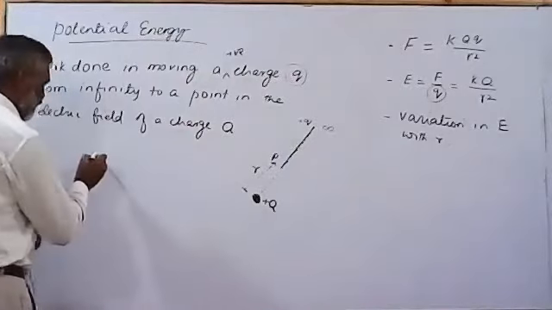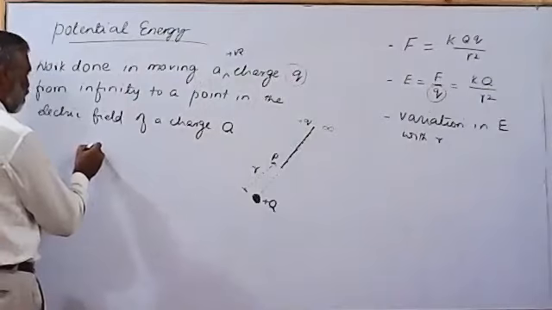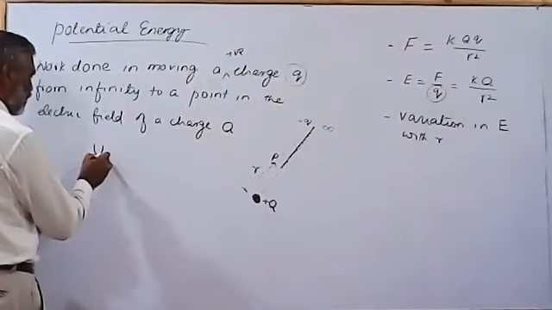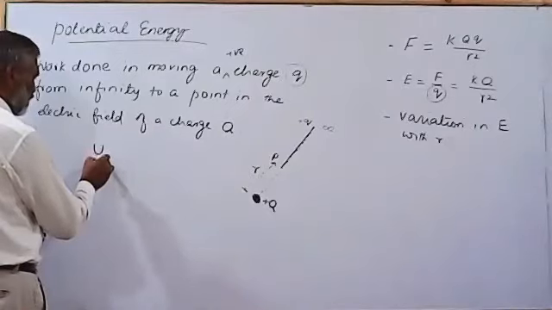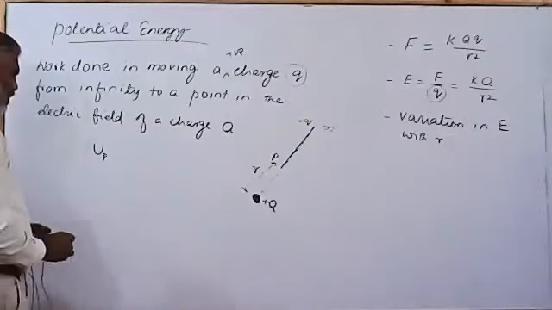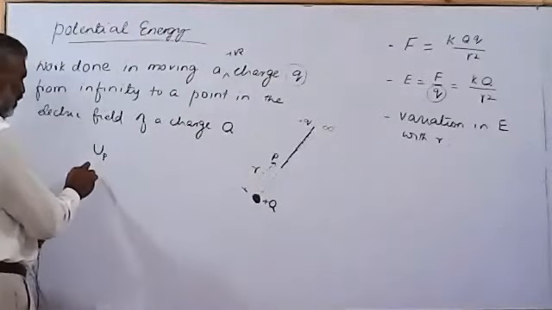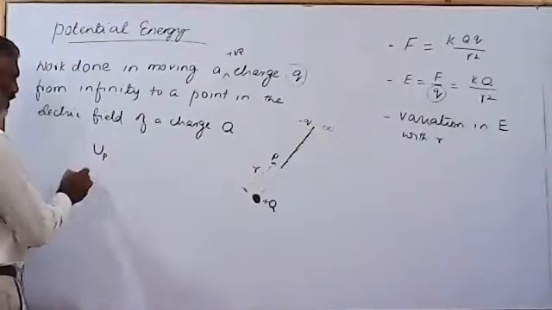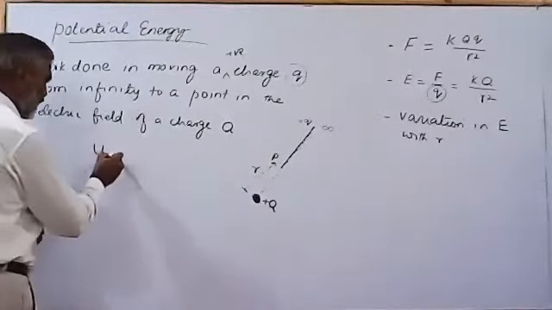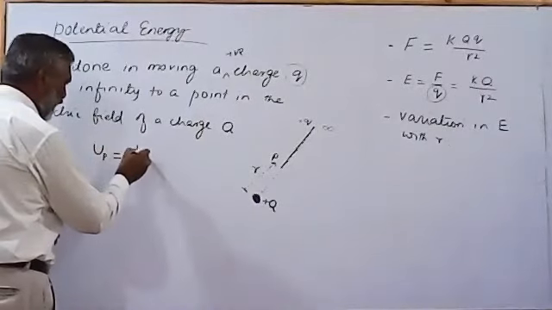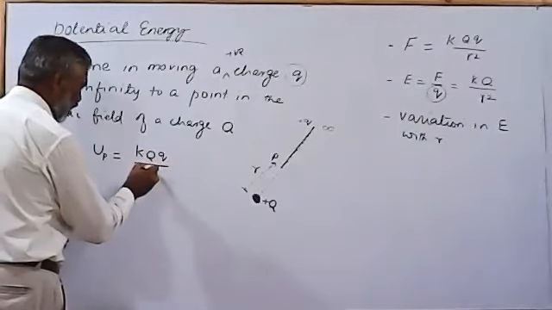So the expression for this is usually denoted by U, or capital E with small p written. Both symbols are used. This is the notation for potential energy, and this is given by K Q q over R.